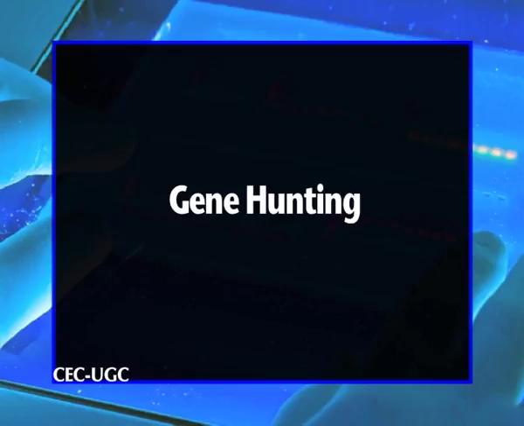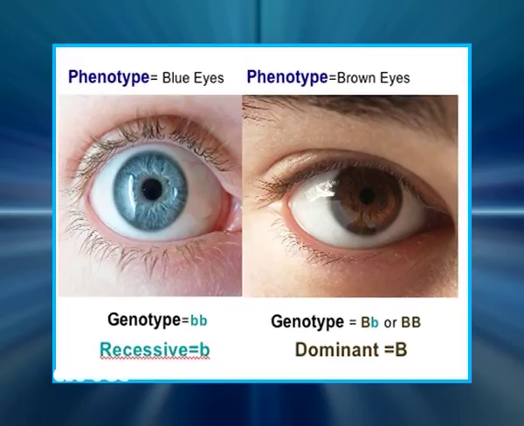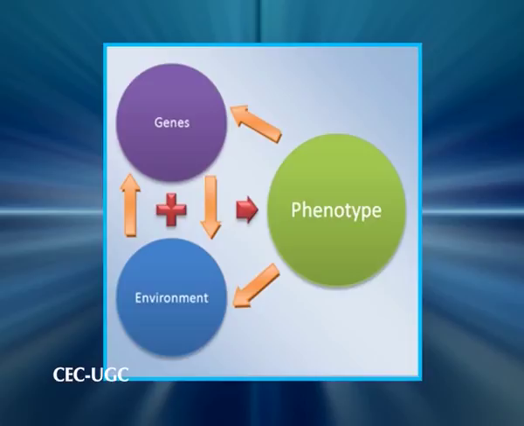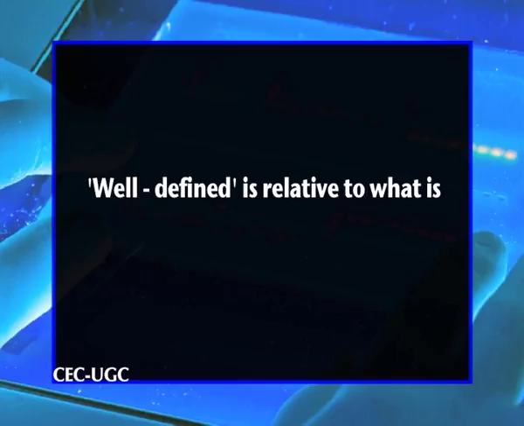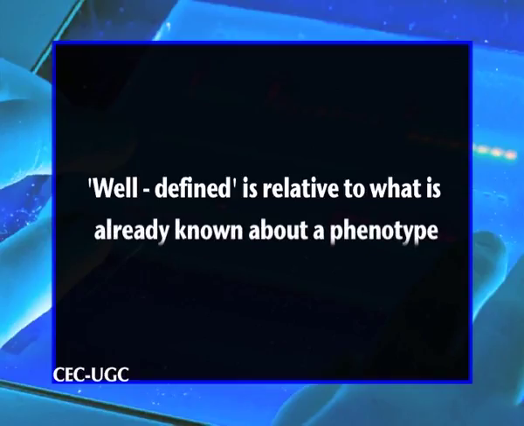Dear students, let's now talk about gene hunting. In human genetics, gene hunting is the process of finding genes that contribute to individual differences in phenotypes. The phenotypes may be diseases and disorders or part of normal variation. The process of gene hunting begins with a well-defined phenotype. The term well-defined is relative to what is already known about a phenotype. For instance, many of those involved in the research and treatment of psychopathology suspect that our current view of schizophrenia really encompasses a number of different but perhaps related disorders.